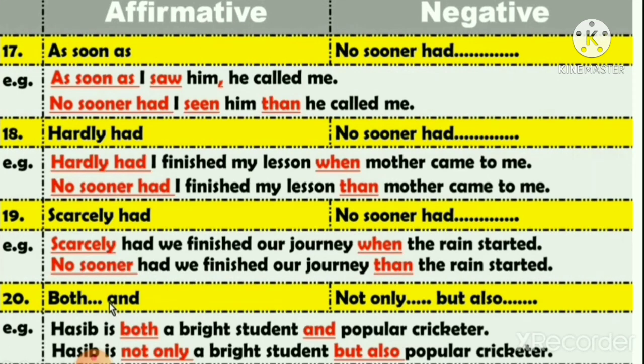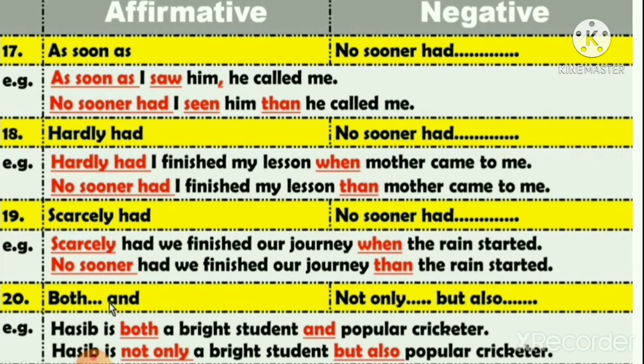Here we see some examples. As soon as I saw him, he called me. This is an affirmative sentence. So in the negative sentence we can change: no sooner had I seen him than he called me. Okay, "hardly had": in the same way, we can change it into "no sooner had". Hardly had I finished my lesson when mother came to me. And no sooner had I finished my lesson than my mother came to me.